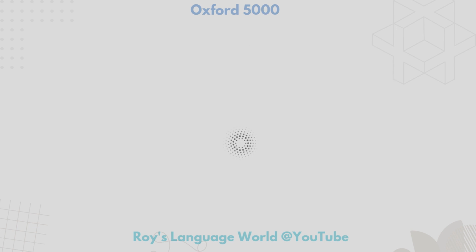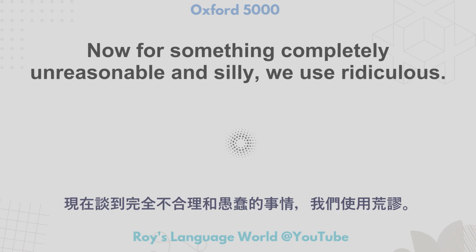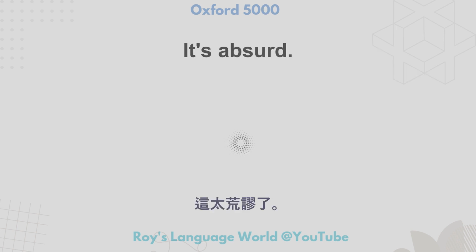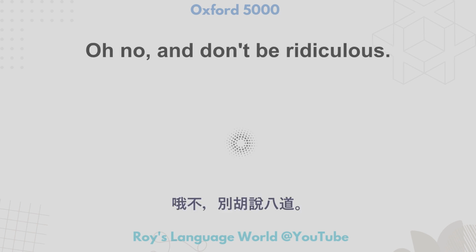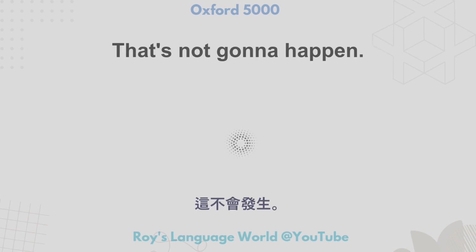That's so helpful. Now, for something completely unreasonable and silly, we use ridiculous. It's absurd. That's a ridiculous idea. He looked ridiculous in that outfit. Oh, no. And don't be ridiculous. That's not going to happen.